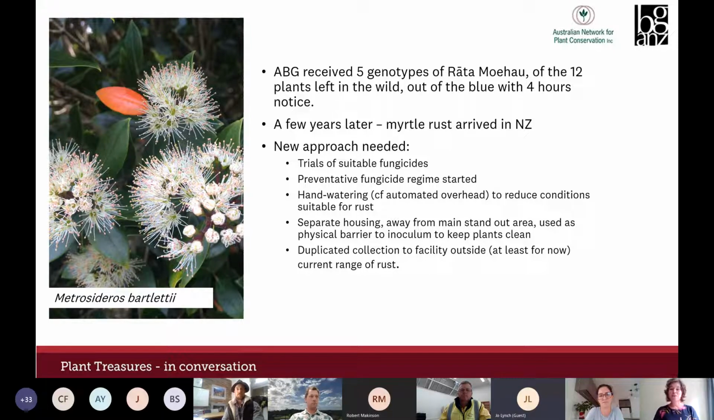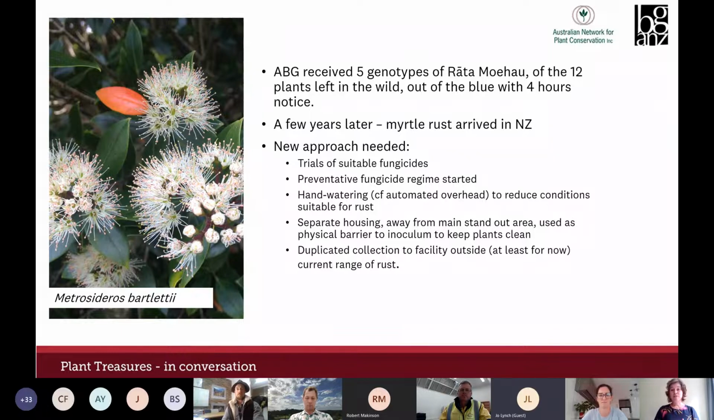However, a few years later, myrtle rust arrived in New Zealand, and you'll be able to notice immediately from that flower, this is Metrosideros bartlettii and Myrtaceae. So suddenly a new approach needed to be considered, from just having this thing and not really doing much, to having this thing and needing to do things quite differently.